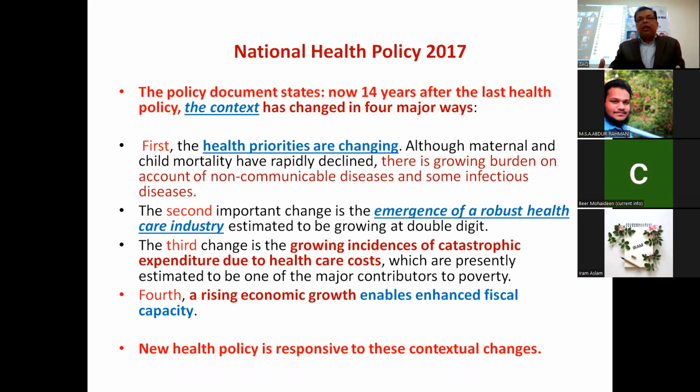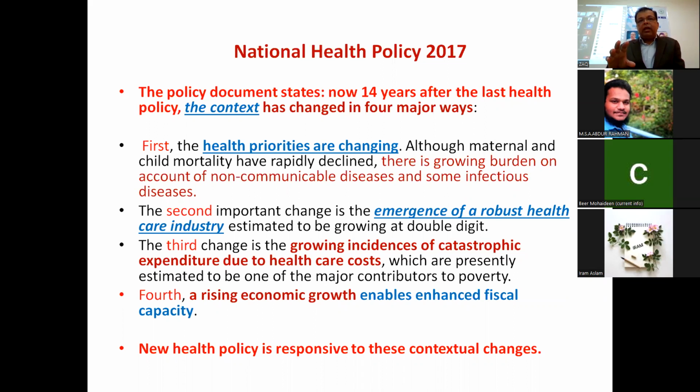Now, what are those new areas which were identified? First, health priorities are changing. Although maternal and child mortality have rapidly declined, there is growing burden on account of non-communicable disease and some infectious disease. So earlier we were focusing on the communicable disease. We can see that all the vertical disease control program somehow tried to address the issues related to the communicable disease. We focused a lot on maternal health, reproductive health in the decade of 1990s and 2010. But now we need to focus on non-communicable disease also.